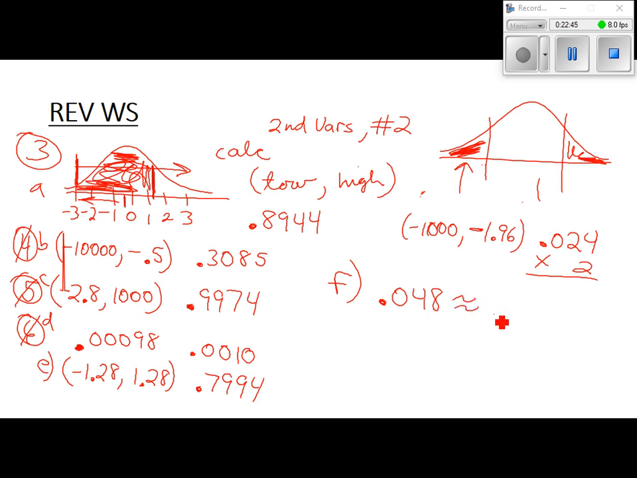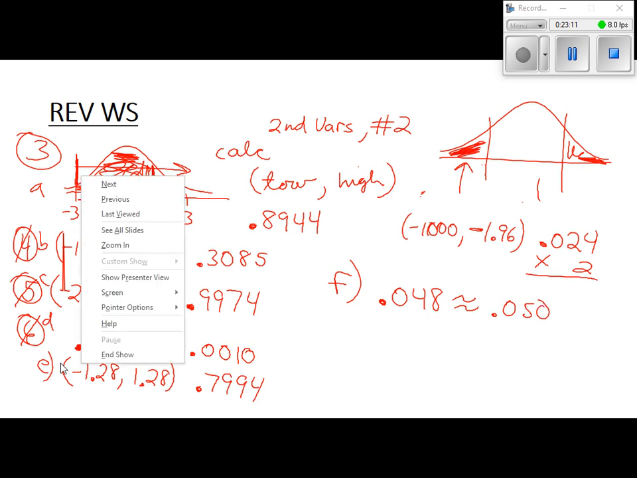So on my paper, I got 0.05. So it must have rounded up a little bit. Yeah, try to go out 4 places, that way we can be pretty close together. Then, I typed the wrong number. Yeah, I just put the wrong number.